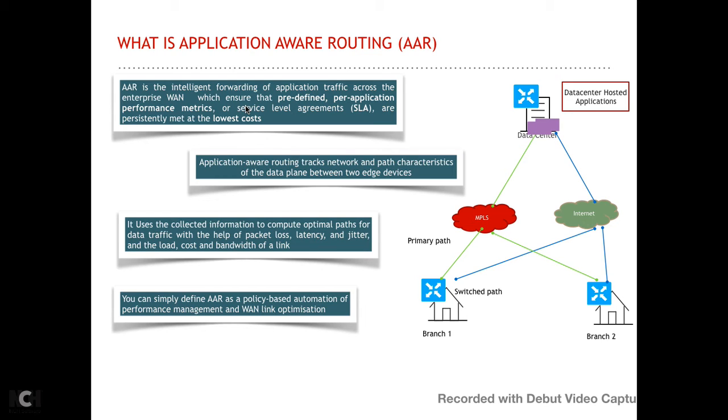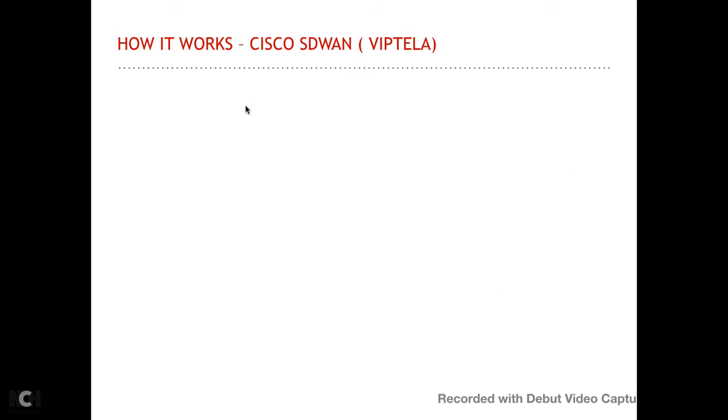Which is one of the critical aspects or critical use cases in software defined wide area network. Okay, so let's go on to the next slide where we speak about how it works with Cisco's SD-WAN. Normally in Cisco's SD-WAN, there are three main components.